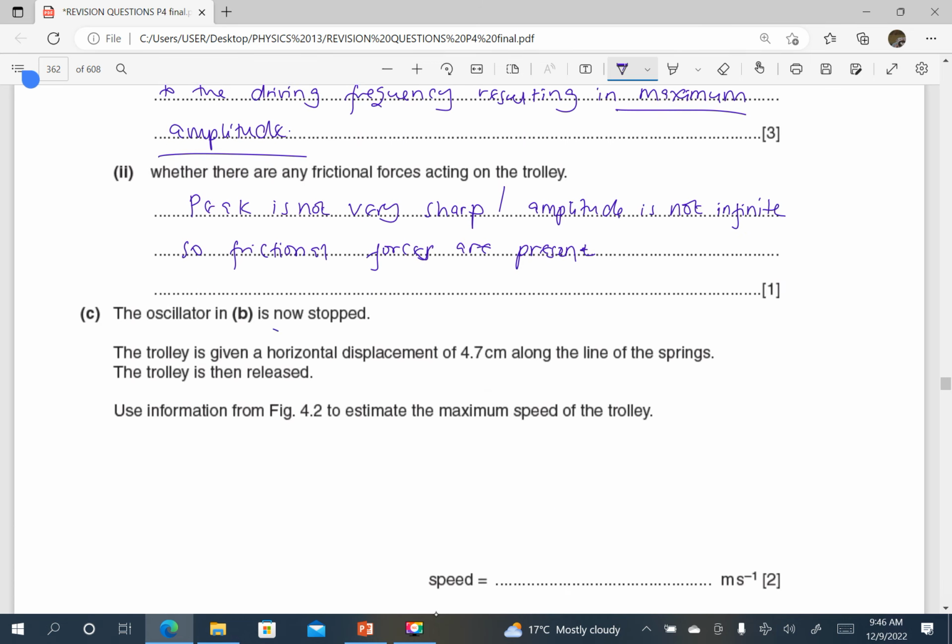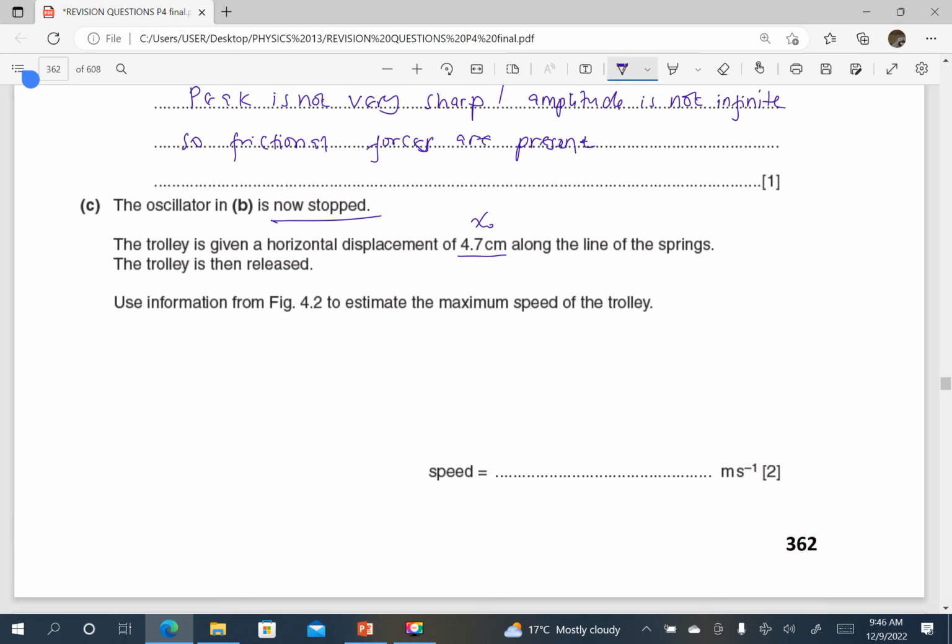The oscillator is now stopped. So we go back to the natural frequency. The trolley is given a horizontal displacement of 4.7 centimeters, so this is going to be our x naught. Along the line of the springs, the trolley is then released. Use the information from figure 4.2 to estimate the maximum speed of the trolley.